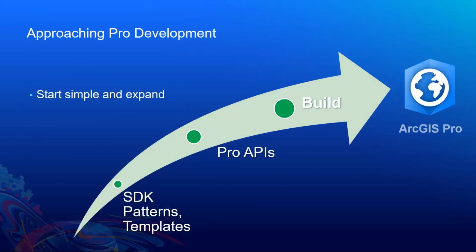So, in taking a look at different approaches for Pro development, it's recommended that you start simple and expand. You can begin working with the SDK patterns and templates. Again, we'll be talking about these patterns here in our next section. Building on those patterns, you can then build in and use. You'll be working immediately with the Pro APIs. And based upon those different API categories which we just discussed, you can start to find which areas are most important for you. And then finally start building your add-ins using the different extensibility patterns that we're going to walk through.